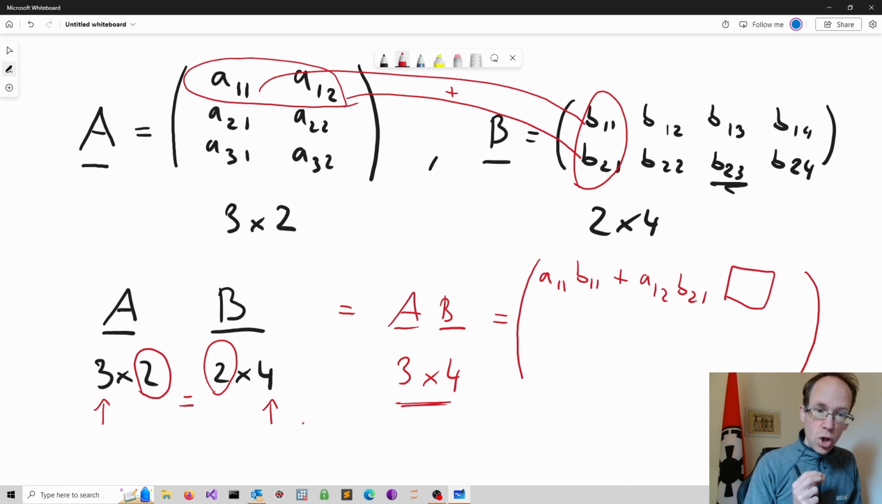To summarize, always check dimensions and understand the dimension of the resulting product. The actual calculations are usually done using a computer.